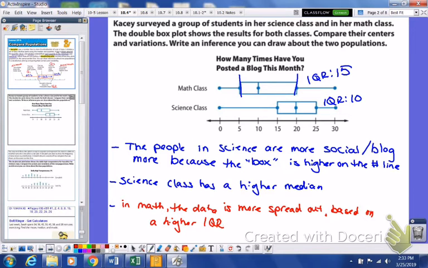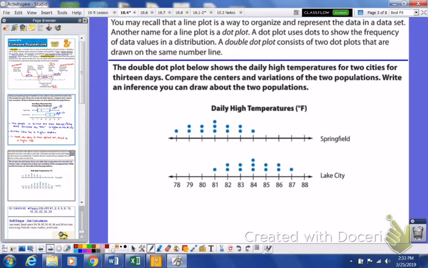All right, we've got one last example in this lesson. So you may recall that a line plot is a way to organize and represent the data in a data set. Another name for a line plot is a dot plot. A dot plot uses dots to show frequency of data values in a distribution. A double dot plot consists of 2 dot plots that are drawn on the same number line, again using them to make some inferences or to compare a population.